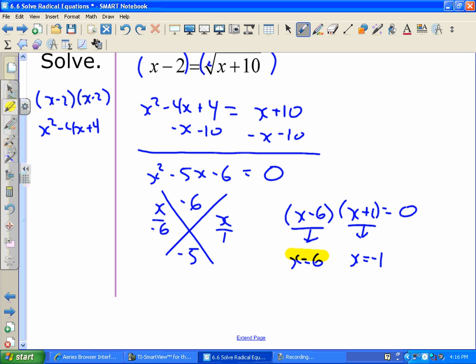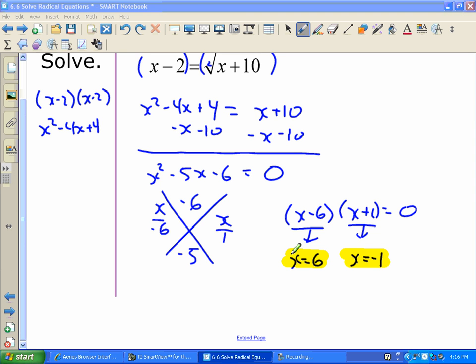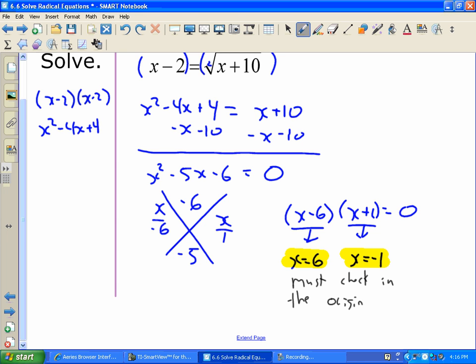This is where the idea of an extraneous solution comes into play. I have two solutions. They might both be right. They might both be wrong. Or one might be right and the other might be wrong. Here's the other thing that happens. You must check in the original problem. So we've got to check in the original problem.